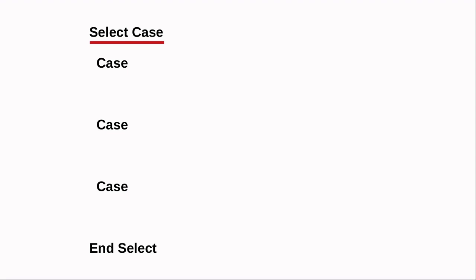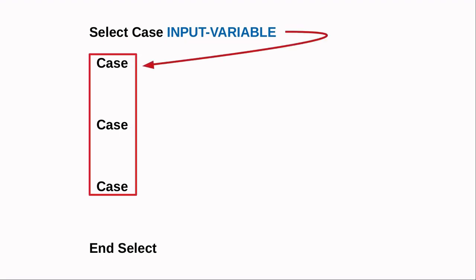First, select case tells Gambas that this is the start of a code block. Gambas will selectively run the individual case code blocks as determined by the different conditions specified within the code. An input variable is specified at the end of the opening of the select case code block, and the input variable determines which of the defined cases is executed.